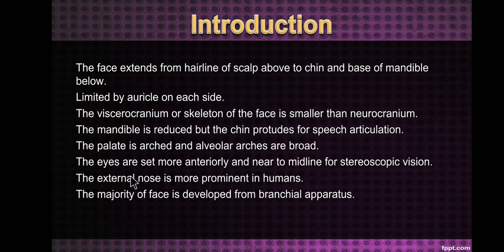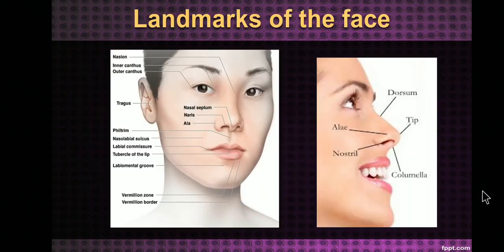Then the majority of the face is developed from the branchial apparatus or the pharyngeal apparatus. So, the mesoderm of the second branchial arch is mainly responsible for the development of the muscles and the bones of the face. And not only that, from the branchial arch, the neural crest cells also migrate to the viscerocranium. So from the neck, they migrate to the face and scalp, the muscles.